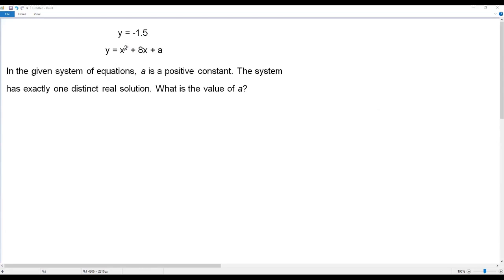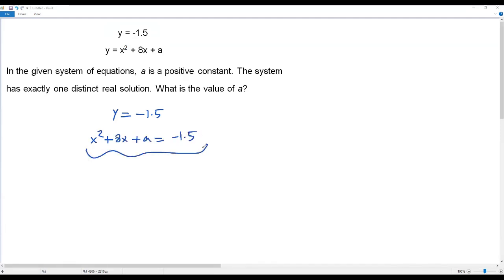In case I want to find the point of intersection of the graphs of the given two equations, I have to solve the given system. So let me write the first equation, y is equal to negative 1.5, as it is. Now I consider the second equation, y equals x square plus 8x plus A. Because we are solving this system to find the point of intersection, we can plug in this expression for y. Then we get x square plus 8x plus A equals negative 1.5.